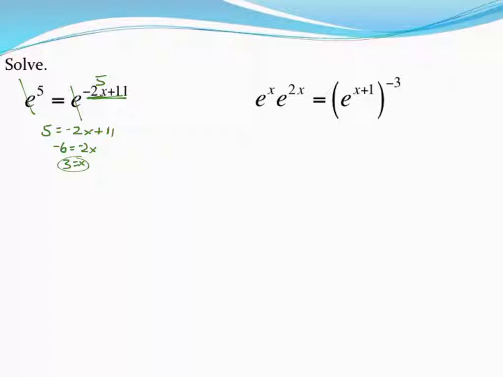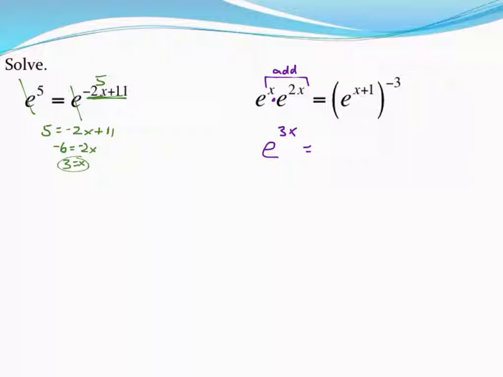On the other example, I want to make sure that I only have a single base on either side. And so to do this, I'll have to combine some bases using my exponent rules. Hopefully you recall these from previous classes. Because I have the same base being multiplied, my exponents are going to add together. In this case, I do have like terms, so I can add x plus 2x to get 3x. If they weren't like terms, I would just add up like I would always do.